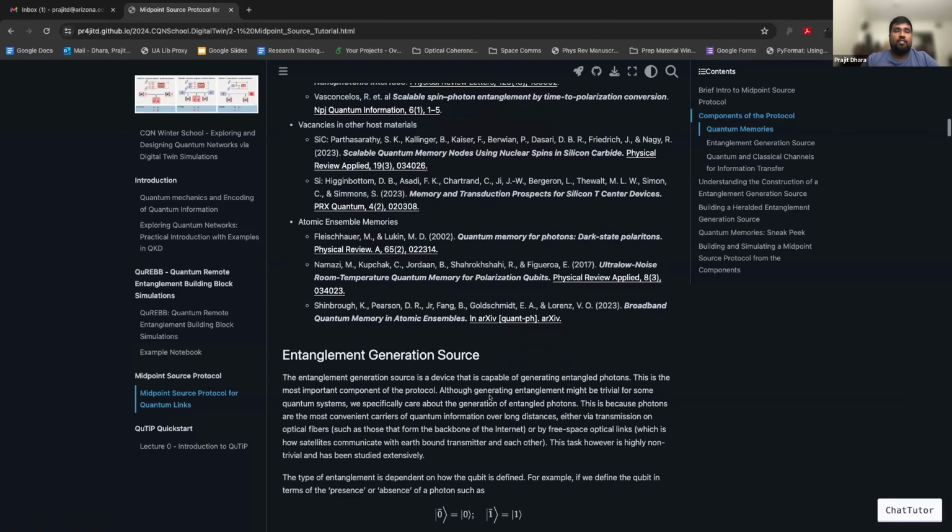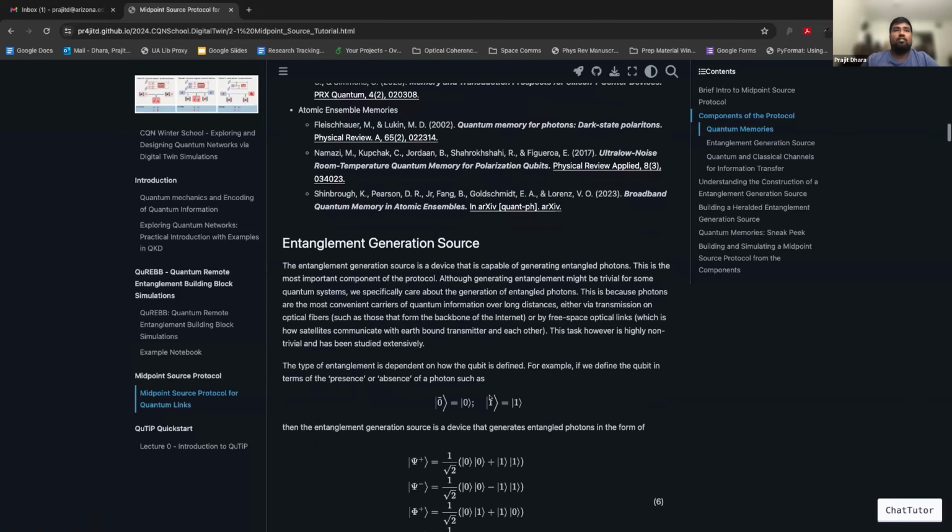So the next big thing is Charlie, and Charlie needs an entanglement generation source. The entanglement generation source is, of course, something that can generate entangled photons. Generating entanglement can be trivial in certain quantum systems. In certain quantum systems, you know, it's something that you sometimes have to deal with as a bane. You don't want unnecessary entanglement in ways that you can't detect.